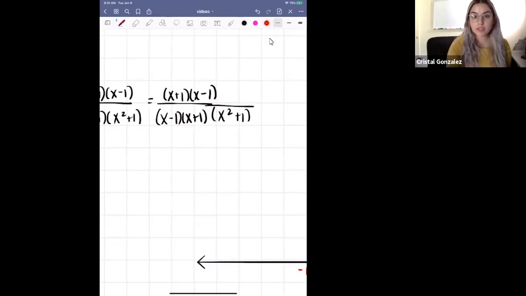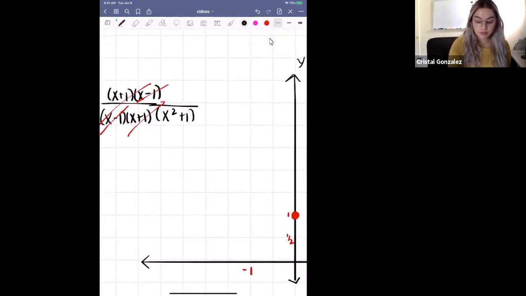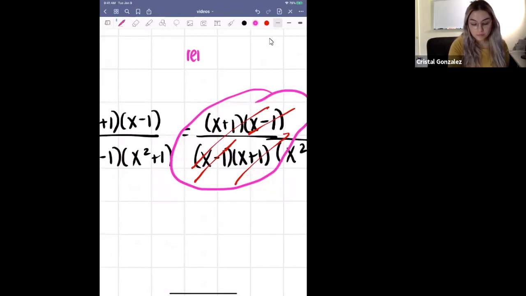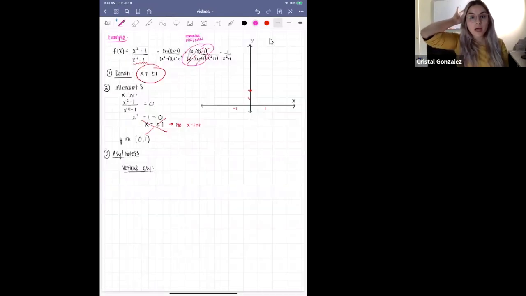And now I notice that, hey, this cancels with this, and this cancels with this. And at the end, you're just left with 1 over x squared plus 1. But remember, because these canceled out right over here, those give us what's called a removable discontinuity, or holes. So we have holes in our graph now, and we're able to actually figure that out.